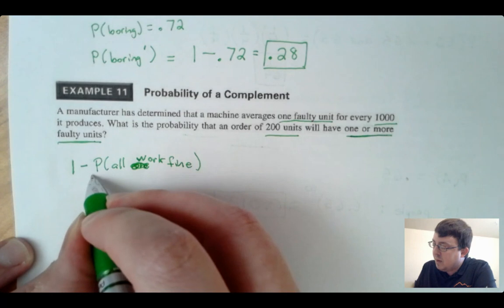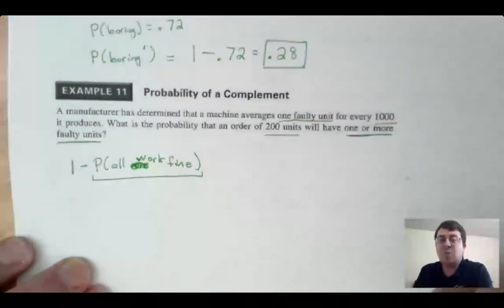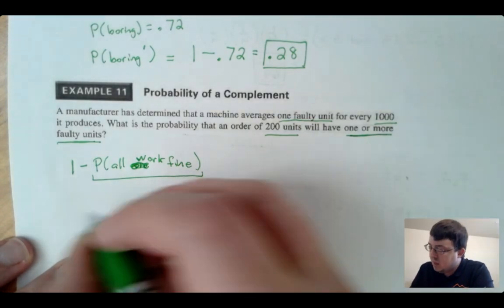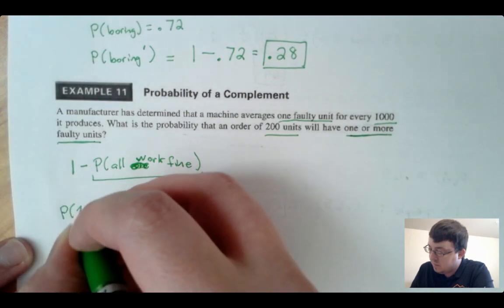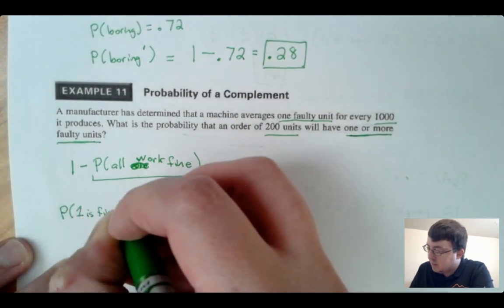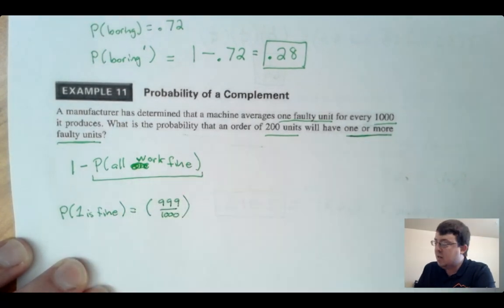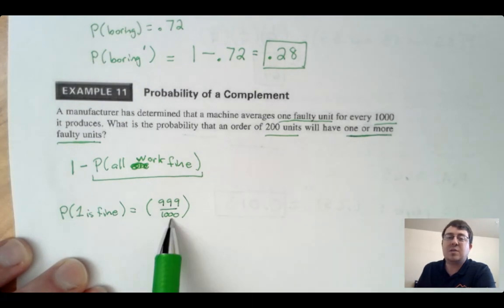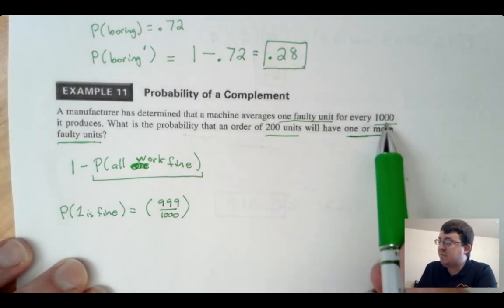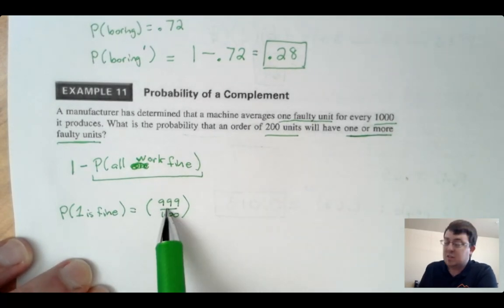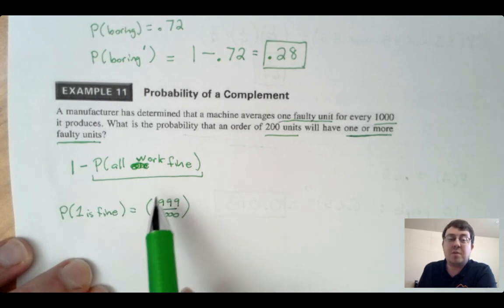So how do I find the probability that every single one of them is fine? Well, these are all independent events again. It kind of is going to look like the survey example with the 10 people. The probability that one is fine is 999 over 1,000. Well, why is that? There's 1,000 units they're producing here, and for every 1,000, there's one faulty one. So there are 999 good ones. So the probability that I find a good one is 999 over 1,000. Pretty high probability.